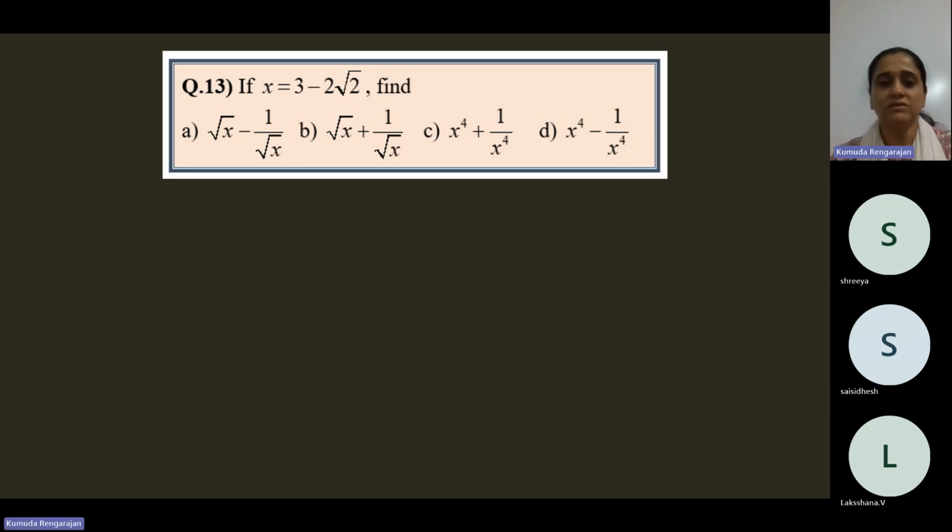Please take down the question, and I'm sure you can answer the first and the second subdivision. Subdivisions A and B, you can try it yourself. Refer to the previous answer.